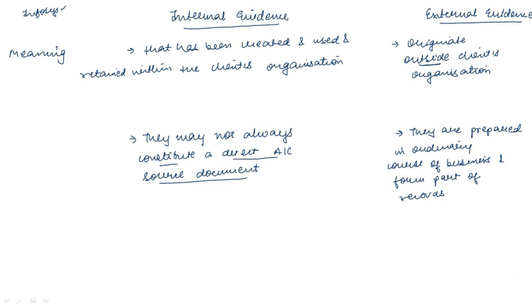If I talk about the internal evidences, there may be a situation that you have given a kind of purchase request, but you have not purchased those items. So they cannot be available in the record all the time. But the external ones are prepared in the ordinary course and are going to be a part of records itself. Right? So this is used for accounting.